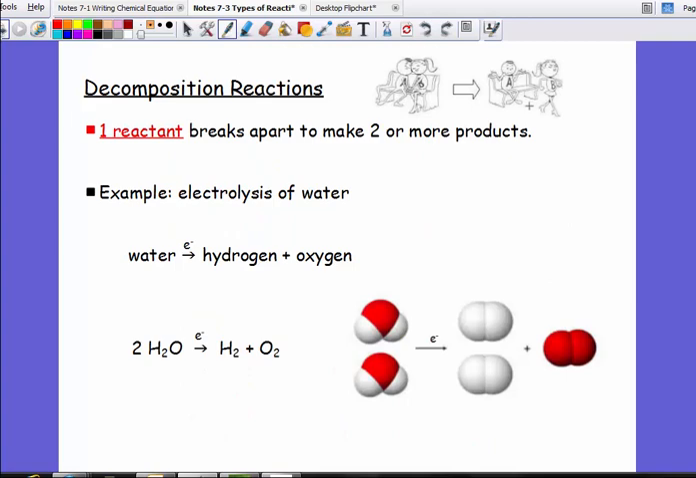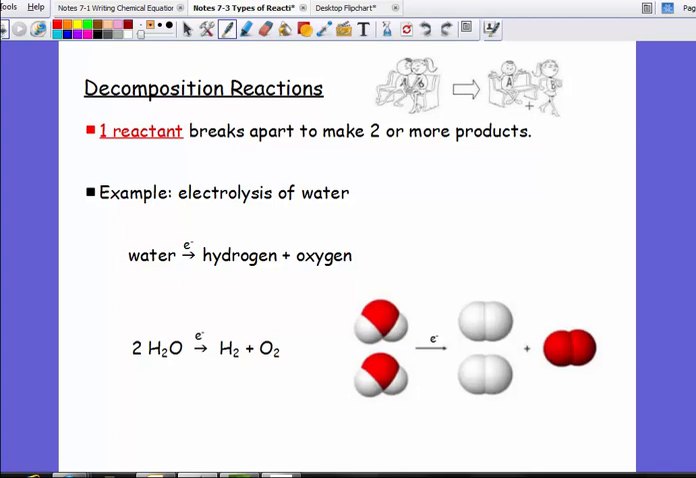Technically, a decomposition reaction is when one reactant breaks apart to make 2 or more products. The example I've shown you here is the electrolysis of water. Electrolysis is just zapping water with some electricity, and electricity is nothing more than the flow of electrons. That's why we represent it with that little e with a negative sign over top of my yield arrow.